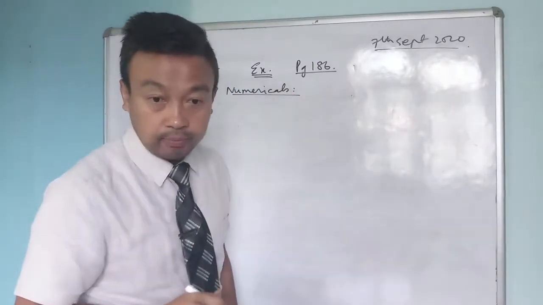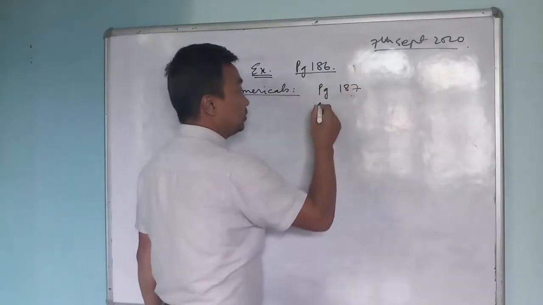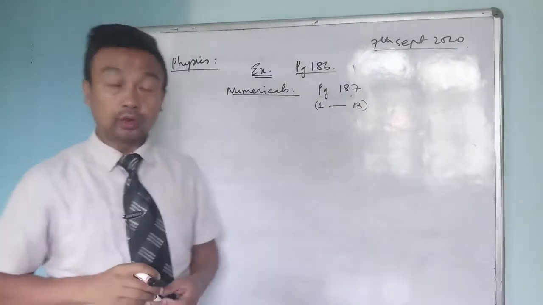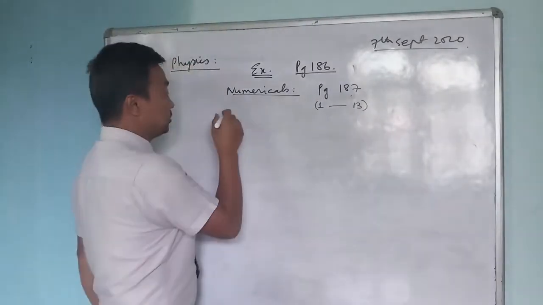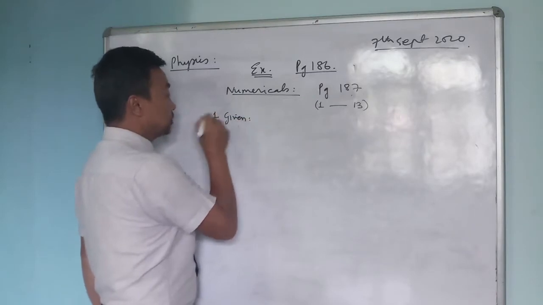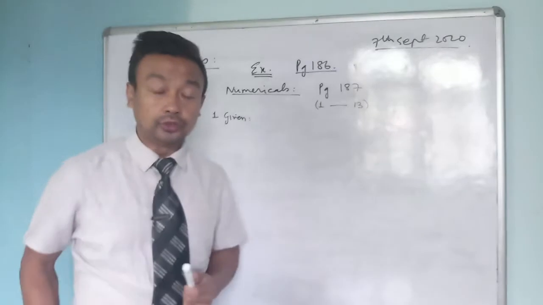The numericals are on page number 187. There are a total of 13 questions, from 1 to 13. I'll solve a few today and the rest you have to do yourself. Let us start with the first question given in the textbook. I've jotted down the questions here.